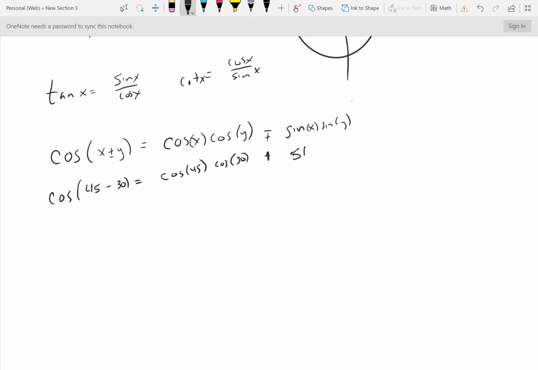Now it's gonna be sine 45. Sine 30. Whoa, groom. Bro, this thing is starting to get on my nerves. There we go. Cute. Root 2 over 2, of course.